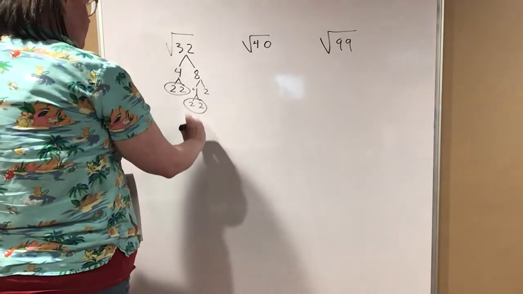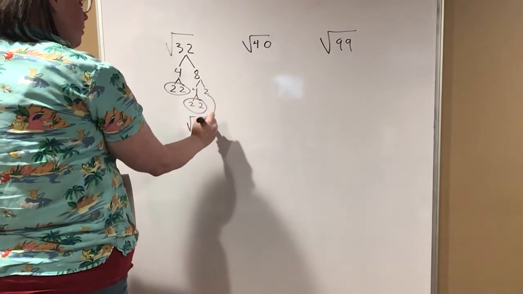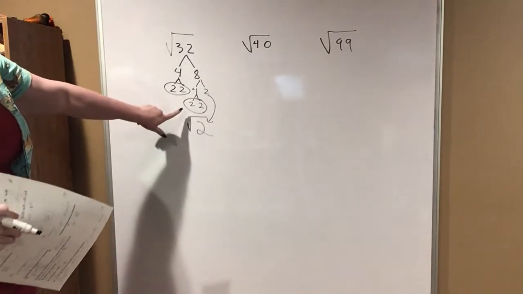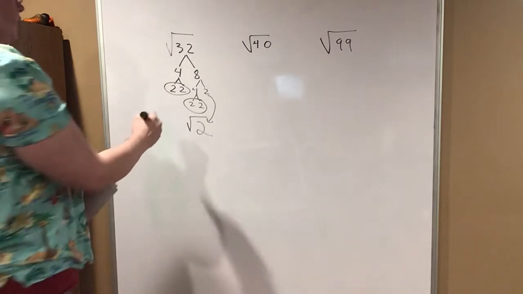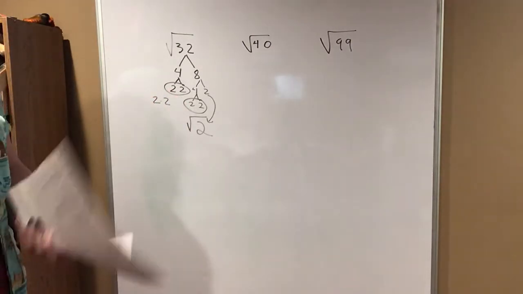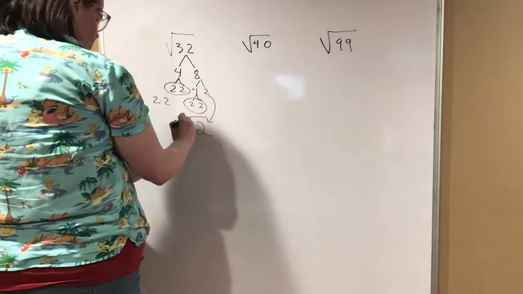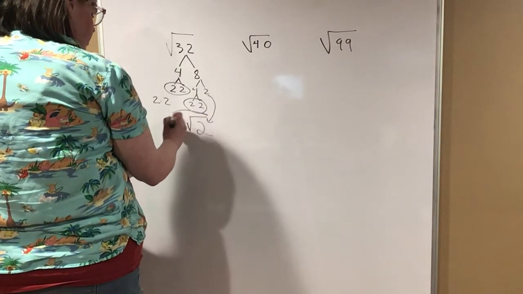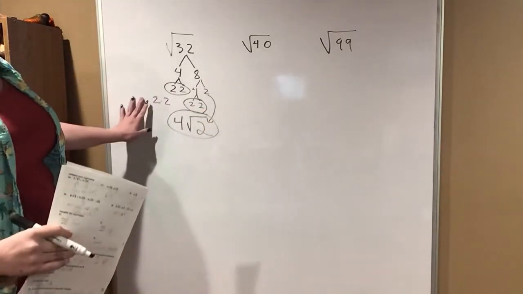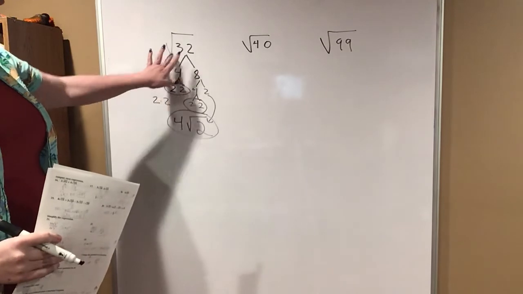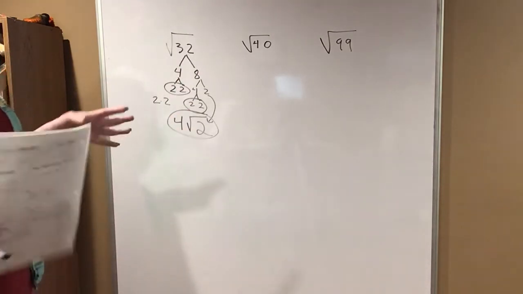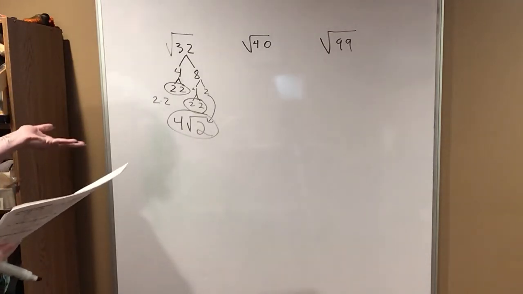So I'm going to write a radical and move this 2 here. But if I'm pulling a 2 out here and a 2 out here, technically it's 2 times 2. Well, what's 2 times 2? 4. So my final answer on this guy is 4 square roots of 2 because I've simplified it. So the square root of 32 simplified is 4 square roots of 2. That's how I do things.